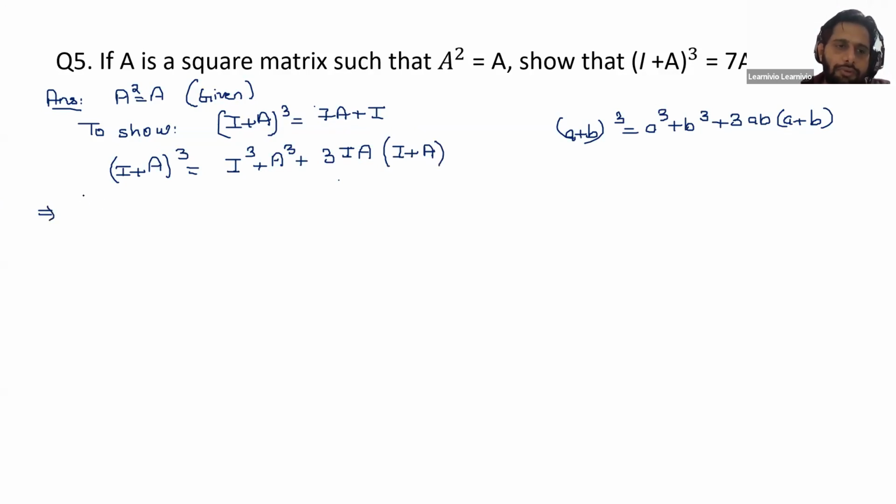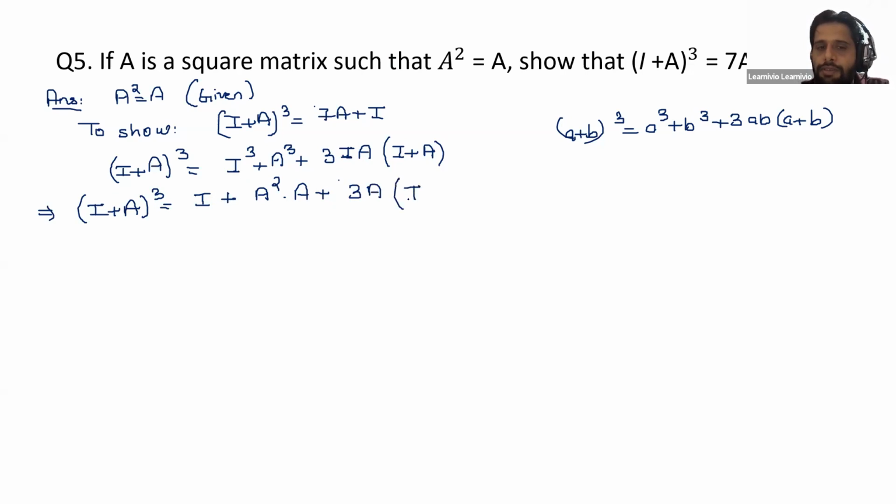So now I cube will remain I. Okay, always remember, if you are finding I square, I cube, I to the power 4, you will always get I. Plus A cube. This A cube can be written as A square into A. Again, we have already discussed that if you are multiplying any identity matrix with a matrix, then you will get the same matrix, I plus A.